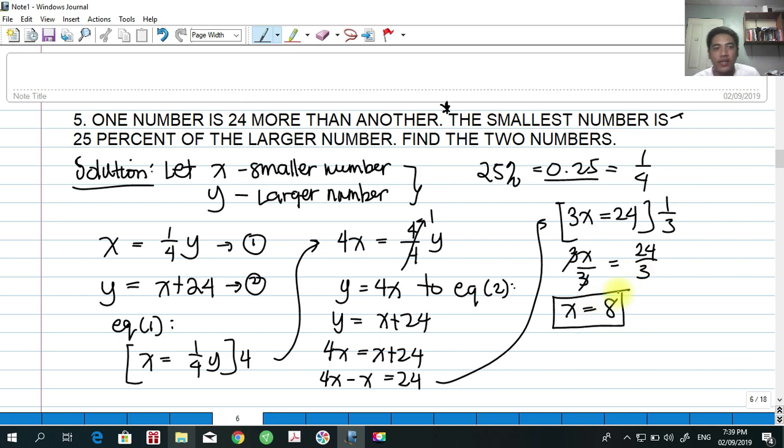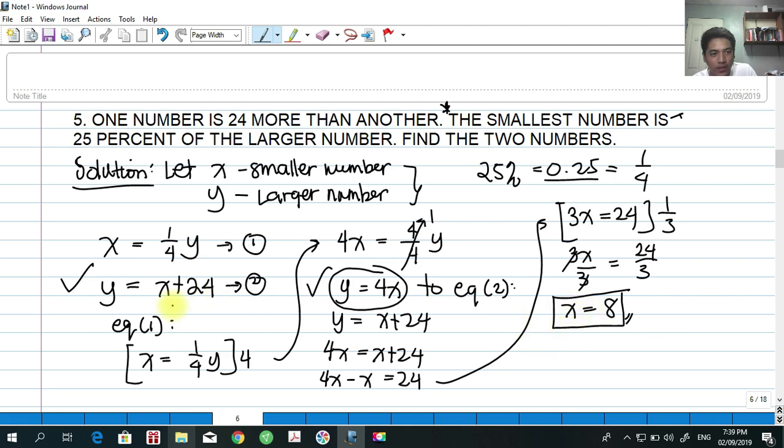Now, x is the smaller number. Agree? But now, how do we find the larger number, which is y? Because the problem is asking for the two numbers. So we can use this equation that we have derived. Any equation you can use, actually, in order for you to get y. Can we use this? Yes. Can we also use this? Yes. So let's try.